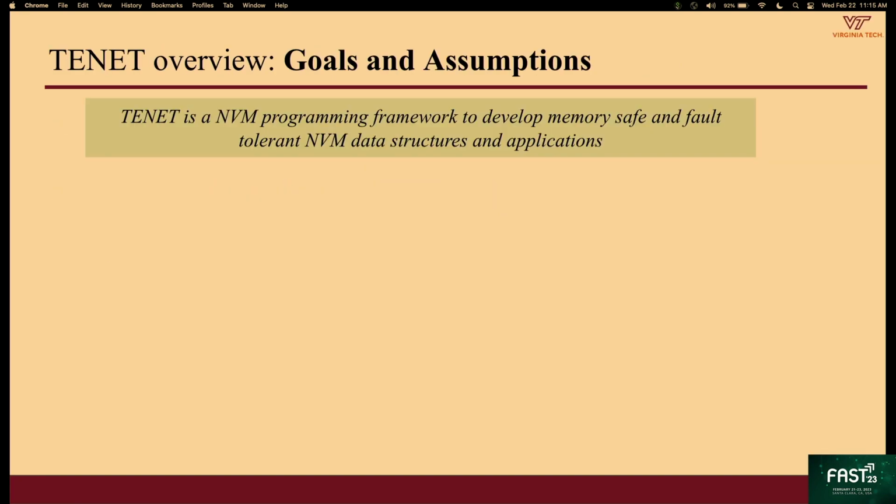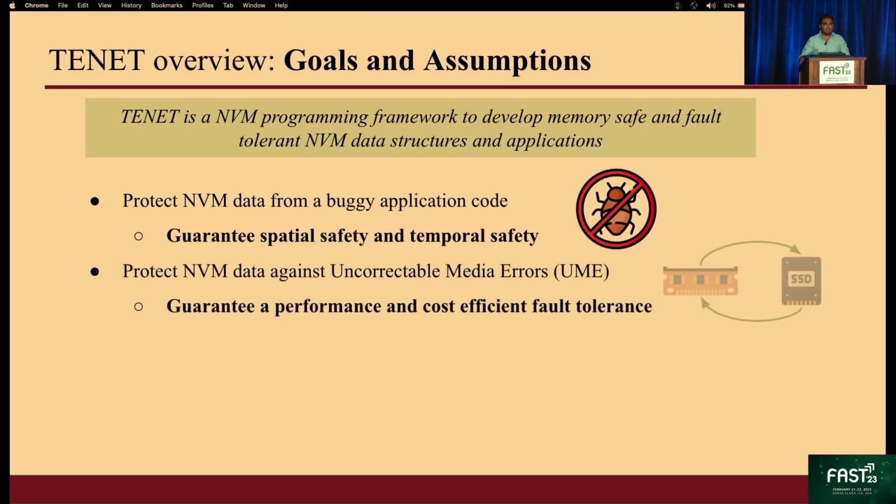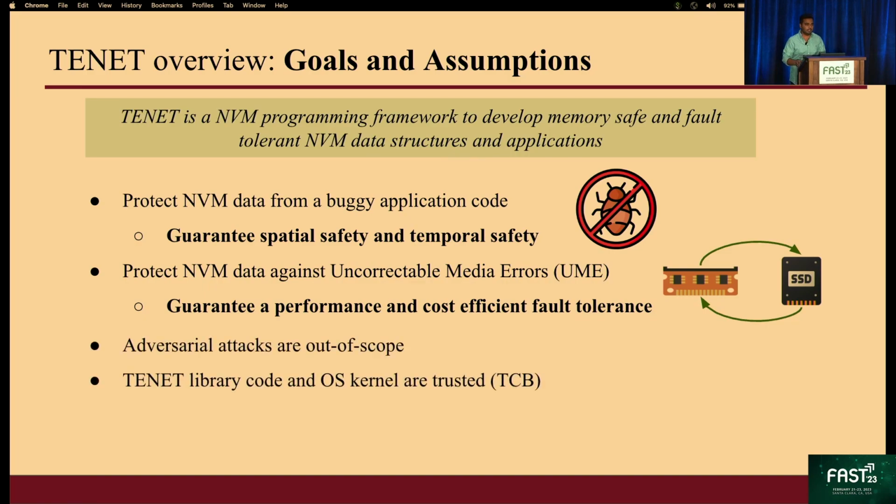Yeah, so what is TENET? TENET is basically an NVM programming framework which helps developers to build memory safe and fault tolerant NVM data structures and applications around these data structures, right? And we have two goals. We want to protect NVM data from buggy application code by guaranteeing spatial and temporal safety. Then TENET aims to guarantee a performance and cost efficient fault tolerance to protect NVM data from uncorrectable media errors. In our model, we do not consider adversarial attacks, right? And we consider the TENET core library code and the OS kernel as part of the trusted computing base, right?